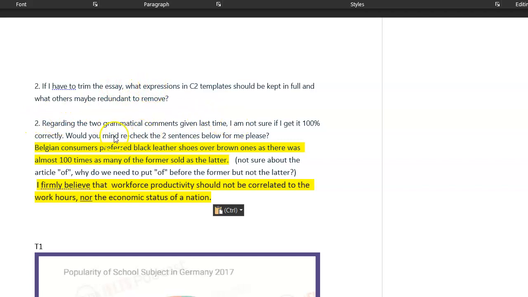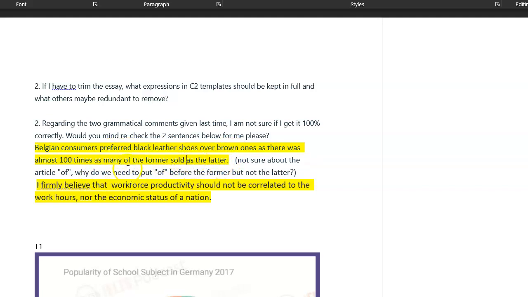Grammatical structures. Okay. So, "Belgian consumers preferred black leather shoes over brown, as there were almost 100 times as many of the former sold as the latter." This should be a plural verb, "were", sorry if I got that wrong. You don't need to repeat "as of the latter". I mean, yes, you can, but we wouldn't, because it's to do with coherence and cohesion. It's just neater without it. You do need it here because you're specifically saying which ones, but you don't need it there because we already know which ones. So, "as many of the former as the latter".